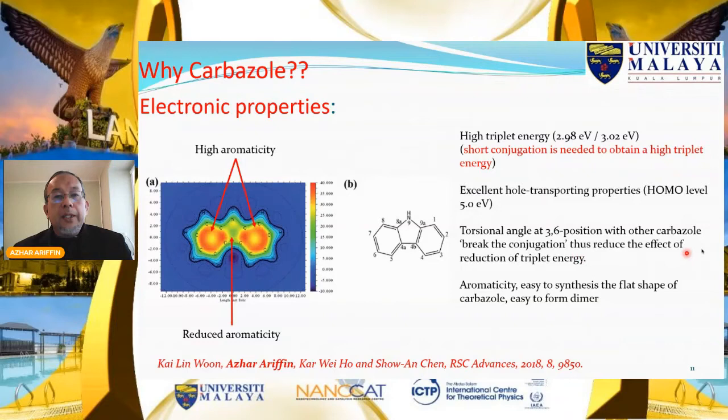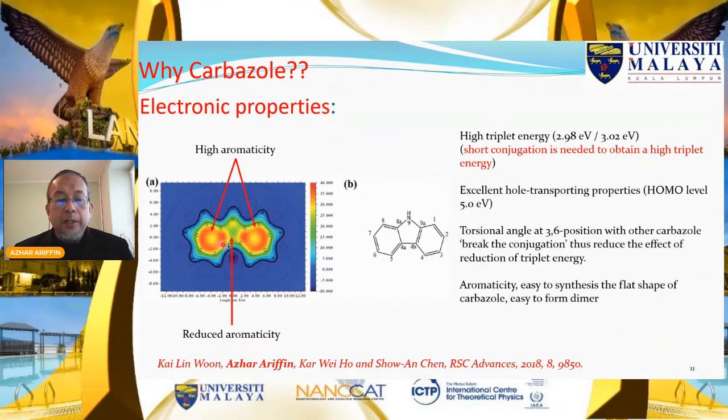So why do we choose carbazole as the substrate in our study? One of the reasons is that carbazole has high triplet energy. In making an OLED device, in order to make it a good material, the material should have high triplet energy. And how do we get high triplet energy? The molecule should have short conjugation.